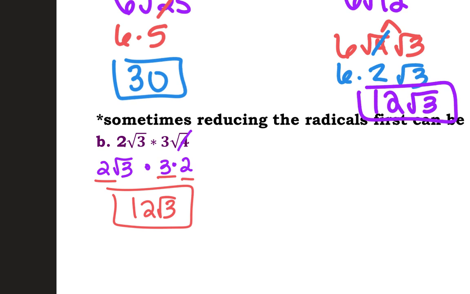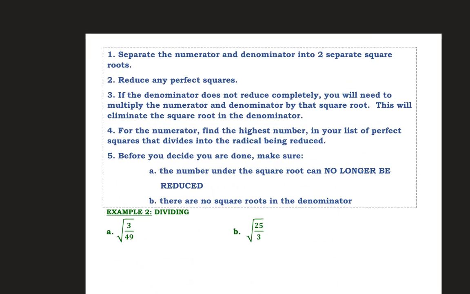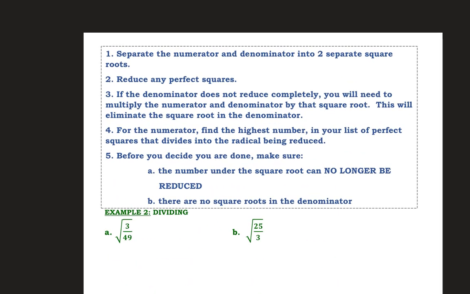All right, so the last thing we're doing is dividing. So once you're done copying this, if you want to flip over to the back side. On the back side, we have a different set of steps. Sometimes this is what I would recommend. I would recommend separating the numerator and denominator into separate square roots. So for example, that first one, I'm going to separate it into the square root of 3 over the square root of 49. Then it says reduce any perfect squares.